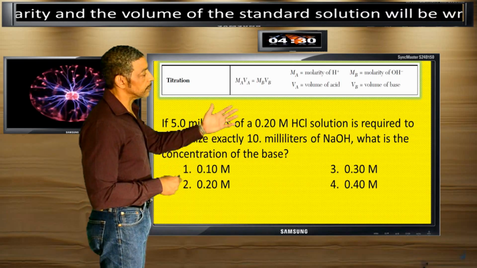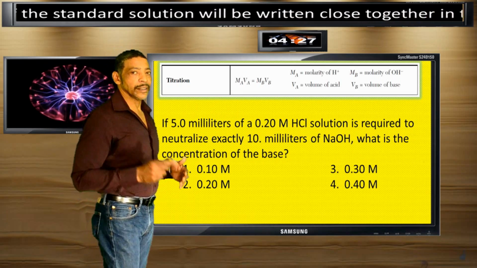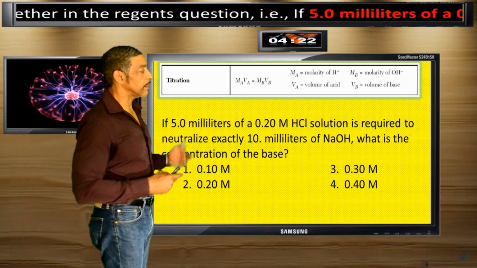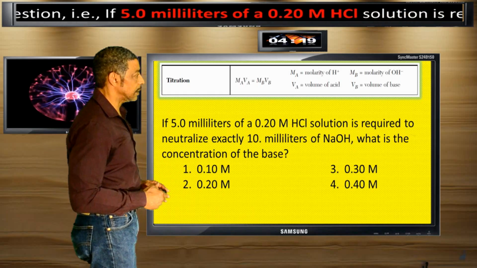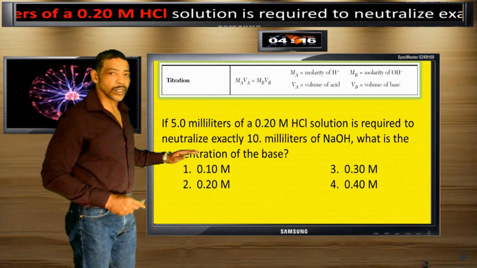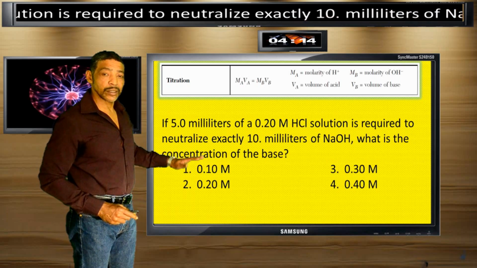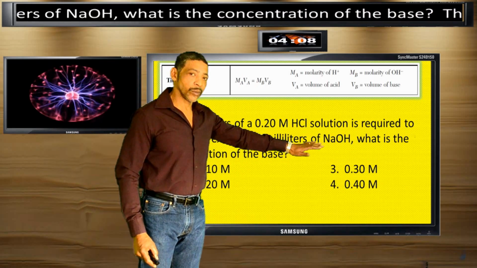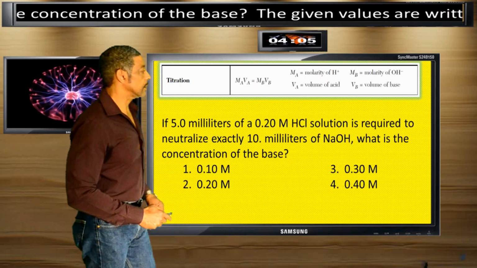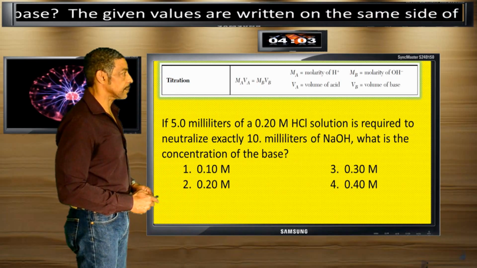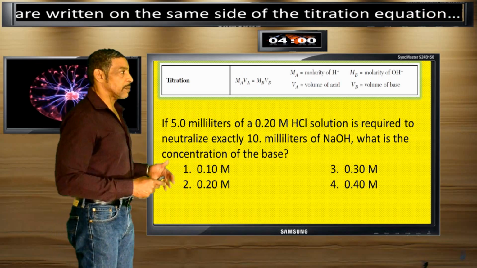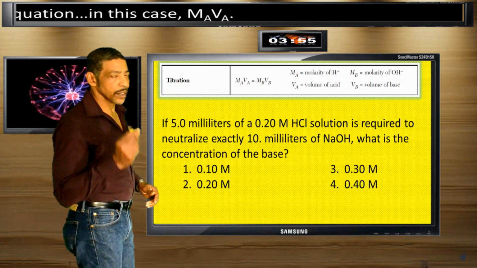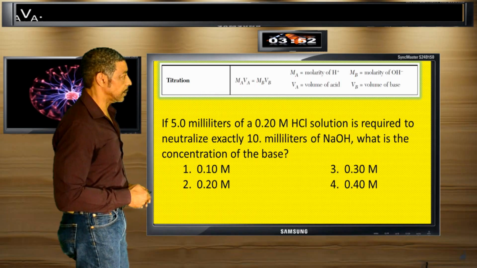First, notice that the volume of the base is written as 10. with a decimal point. This means that this measurement has exactly two significant figures. Therefore, the volume of the base will be exactly 10 milliliters. The choices are number 1, 0.10 molar, number 2, 0.20 molar, number 3, 0.30 molar, or number 4, 0.40 molar. Notice that the volume and the molarity of the acid are written relatively close together in the question. I'll explain the significance of this arrangement a little later.